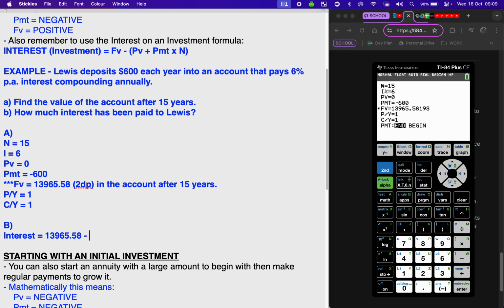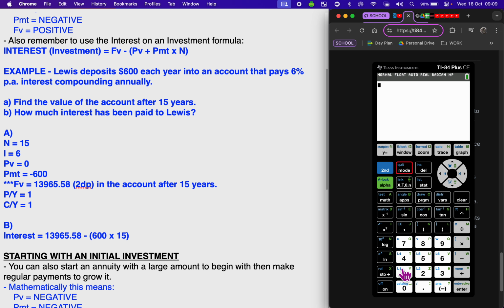So to work out the amount of money that he put in, how much was he putting in every year? And how many times did he do that? 15 times. So 600 times by 15. Can someone remind me, how do I get to the home screen on TVM Solver without turning it off and turning it on again? Second mode to quit.